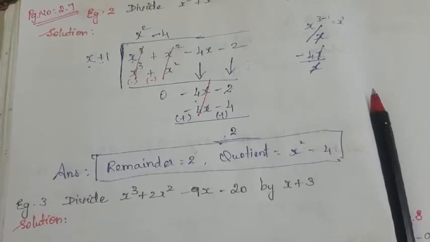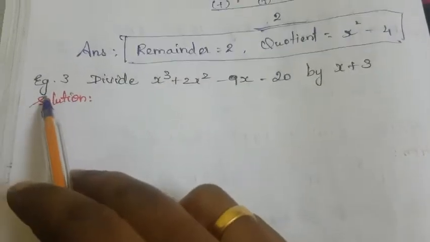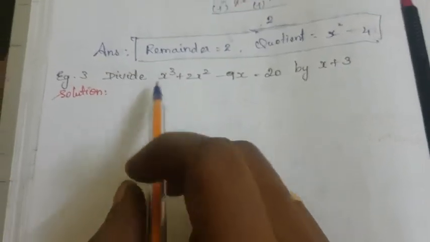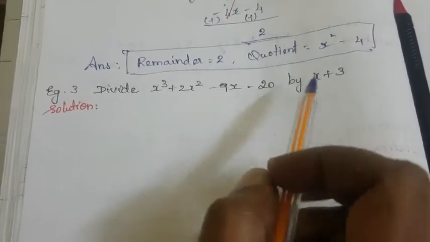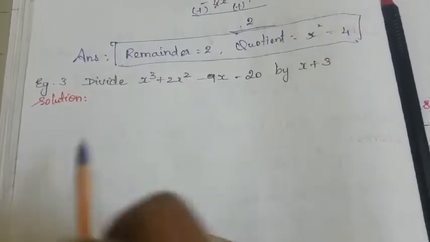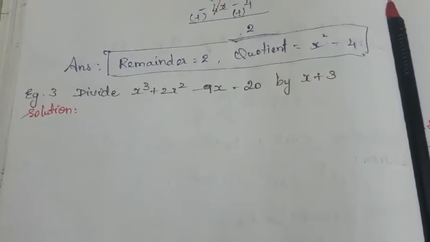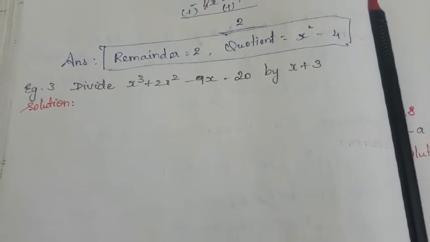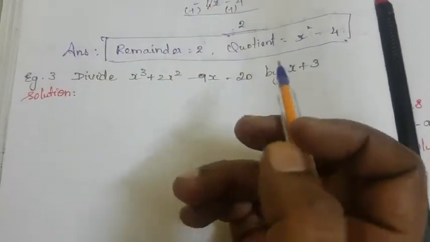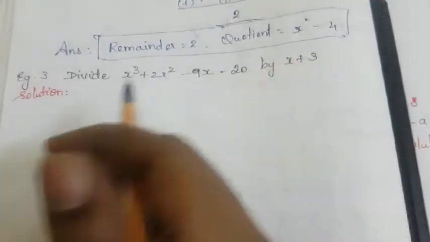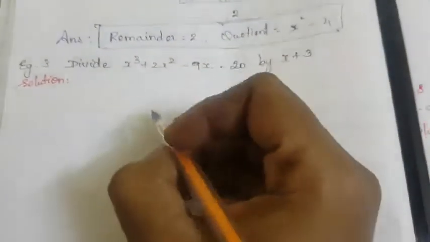Okay, so let's move on to the next question. This question is example 3 in Sultan Chand. The question is: divide x cube plus 2x squared minus 9x minus 20 by x plus 3. Same as we did in the previous one, the same way we are going to solve this also, because here also they have given the word divide. They didn't mention any theorem or any method, so simply we are going to use the long division method.